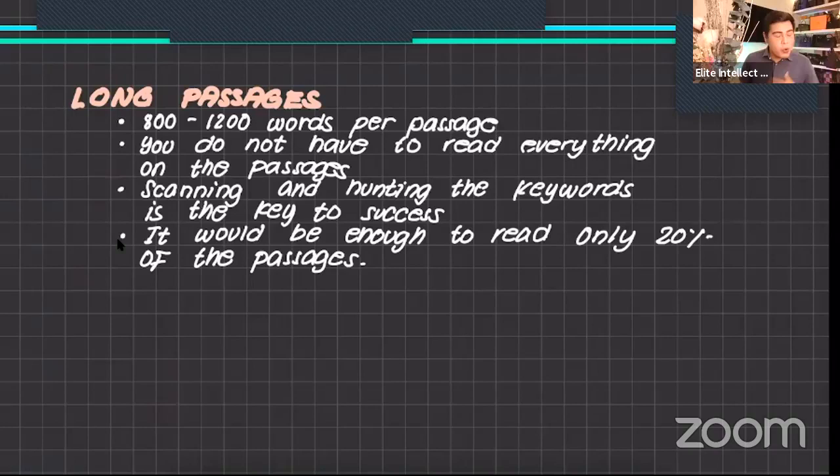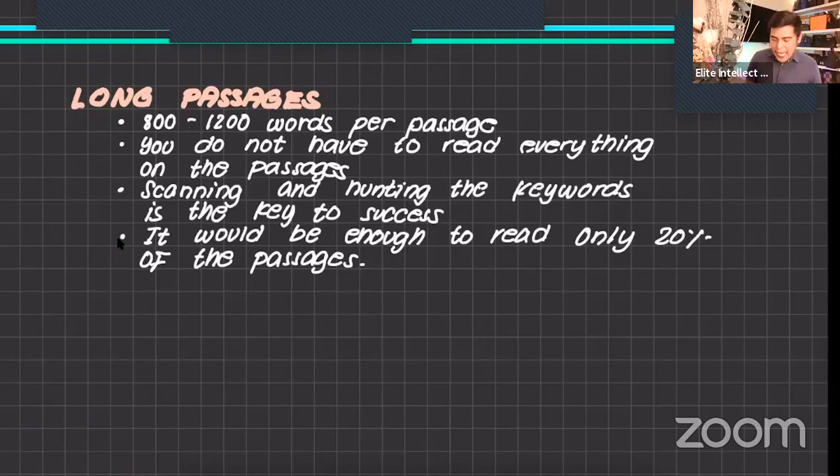I know a lot of students on the examination tend to overread. And when there is overreading, there is eye strain. When there is eye strain, there is overanalyzing. When there is overanalyzing, there is 5.5 on the reading, believe me. Which brings me to the next one, guys.